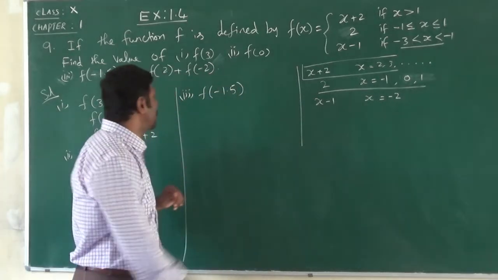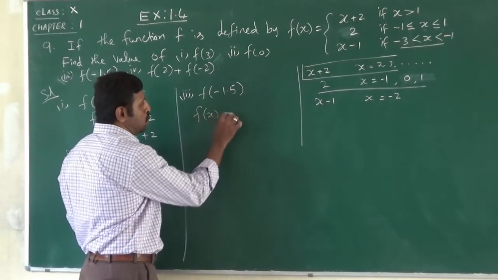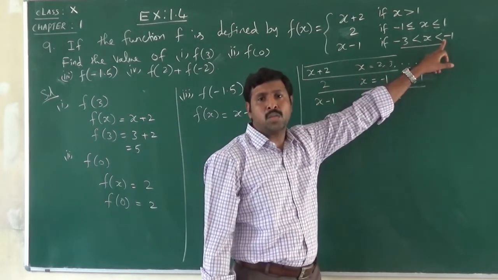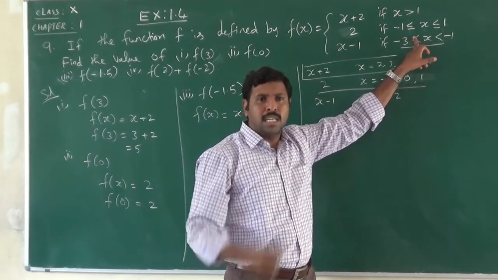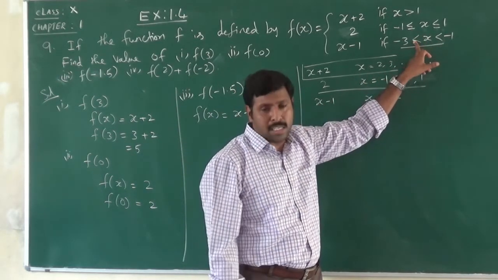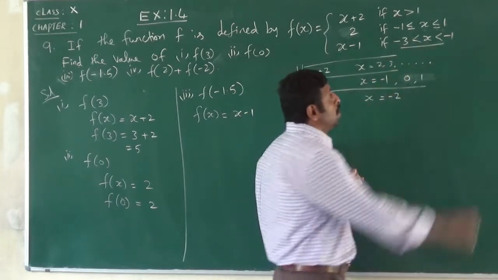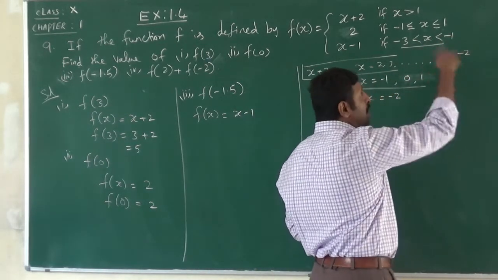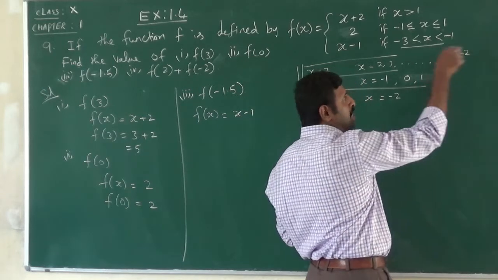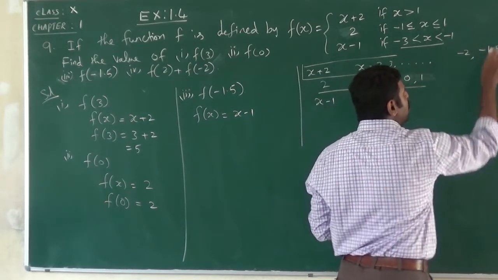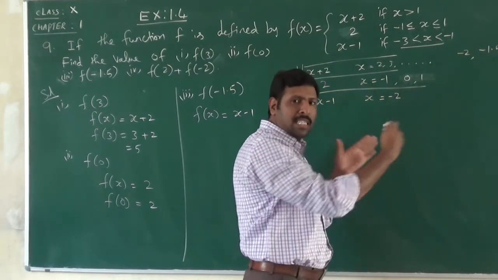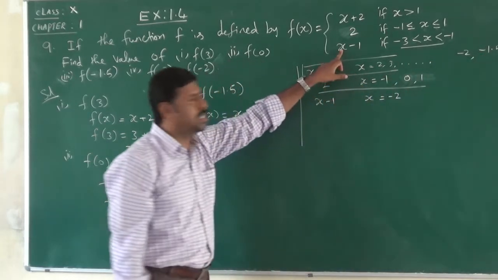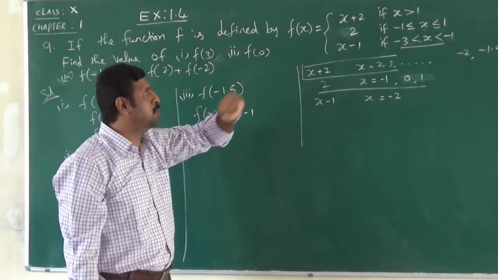So the function f of x is equal to x minus 1. Clearly the numbers are between minus 3 and 2, greater than minus 3, less than 2, less than minus 1, right? So we get minus 2 and then below that number also minus 1.5, less than minus 1 means we get minus 1.5 also. So we choose this function f of x equal to x minus 1.